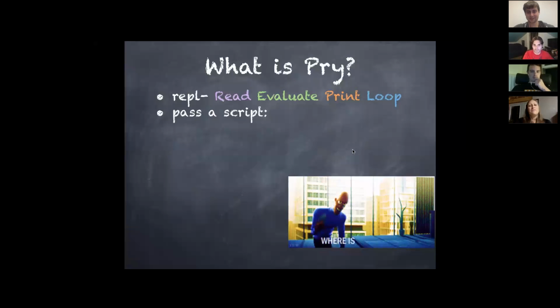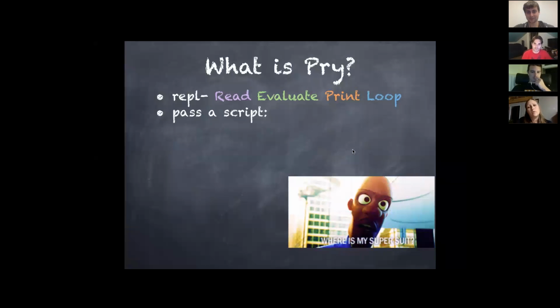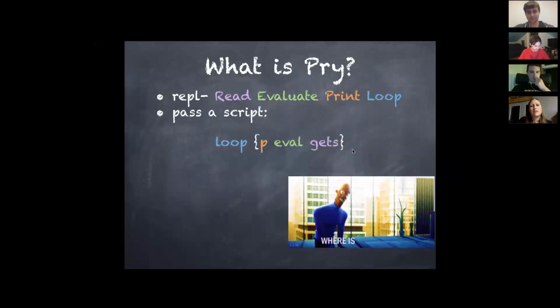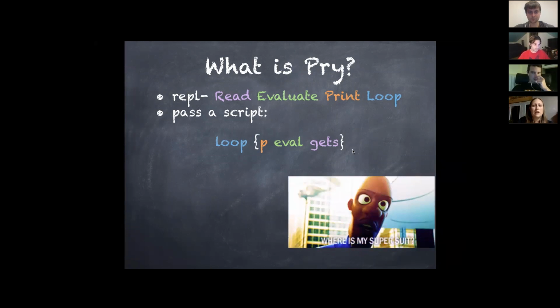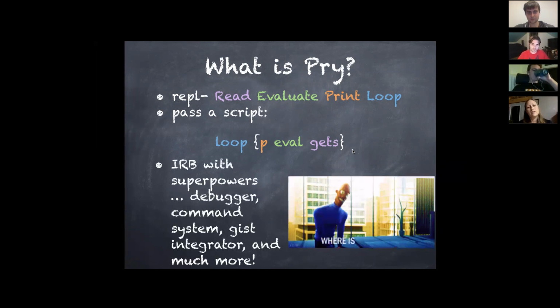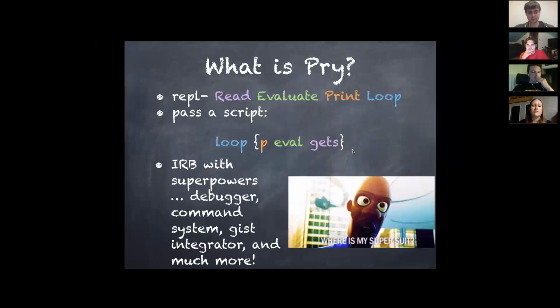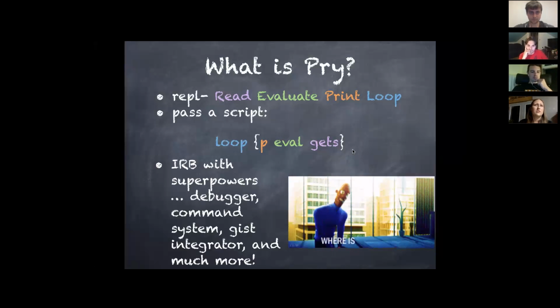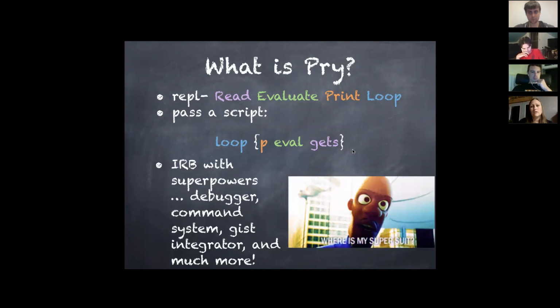Okay. All right. Okay. So first, what is Pry? It's what's called a REPL. When you pass a script in, it does several things. First, it reads, evaluates, prints, and then it does a loop. So basically, Pry is just IRB with superpowers. It's a really good debugger, but then there's other really neat things that it does. It has a Gist integration, so you can send your code right up to Gist, a command system, and a lot more.